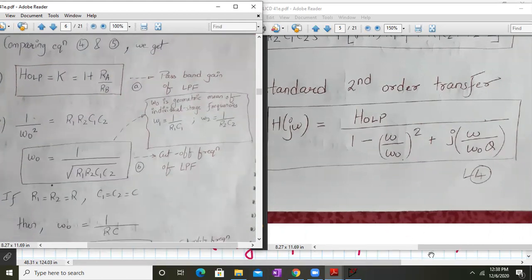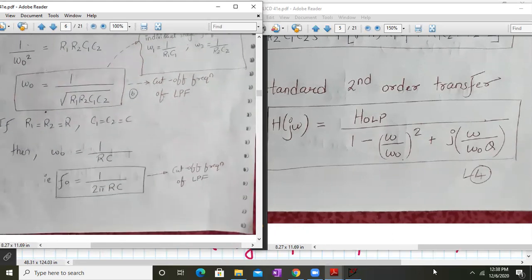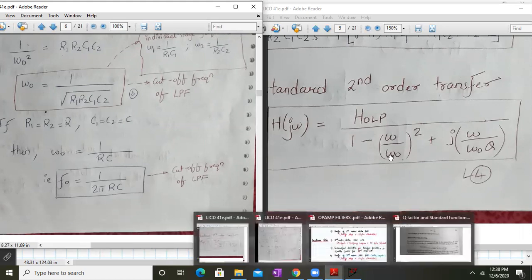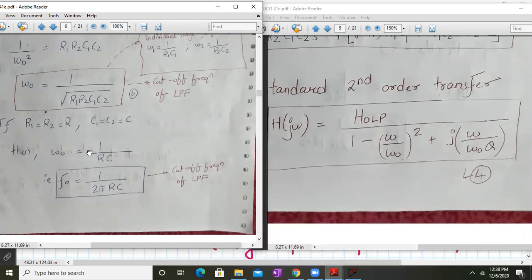We take omega. So omega naught will be equal to 1 upon square root of R1 C1 into R2 C2. Okay, this is equation number B. So this is the cutoff frequency of a low pass filter. Now if we consider R1 is equal to R2 and C1 is equal to C2 is equal to C, then omega naught will be 1 upon RC and F naught will be 1 upon 2 pi RC, only if R1, R2 is equal to R and C1, C2 is equal to C.